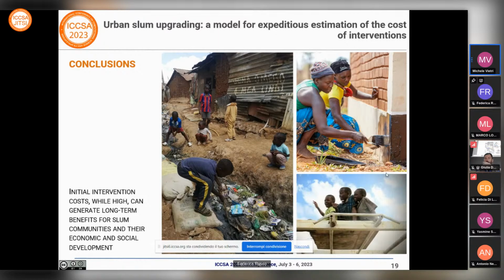It is important to emphasize that initial costs, even though they can be very high in terms of money, can generate long-term benefits for slum communities and their economic and social development. And above all, they can give back dignity to the many people who live in inhumane conditions. Thank you.